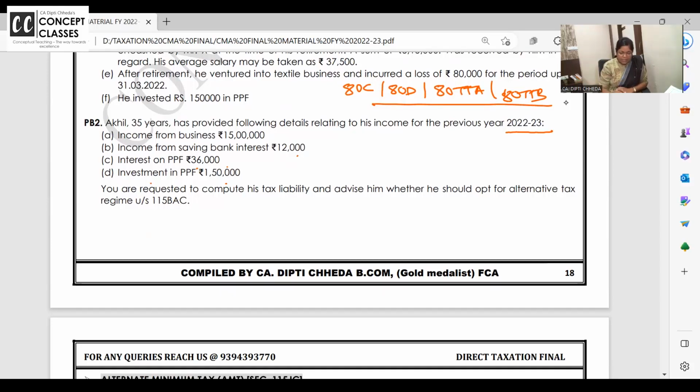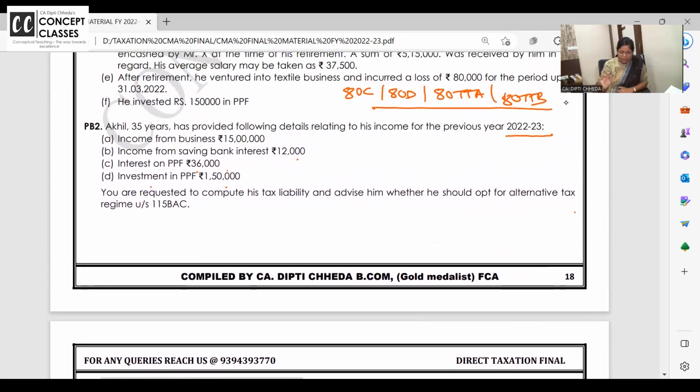So read this. You are requested to compute his tax liability and advise him whether he should opt for alternative tax regime or not. I was going to say, read the question paper. Question paper nahi hai. Our material mein se, problem is clear, right? Let us go to the notebook and solve this. One second.